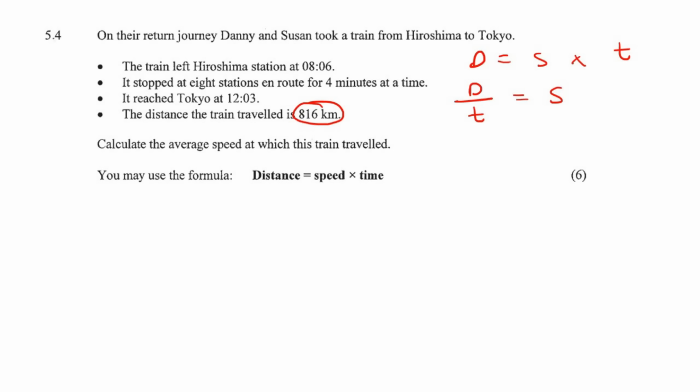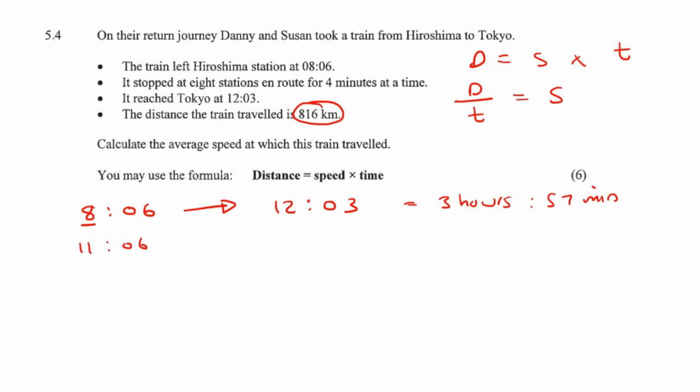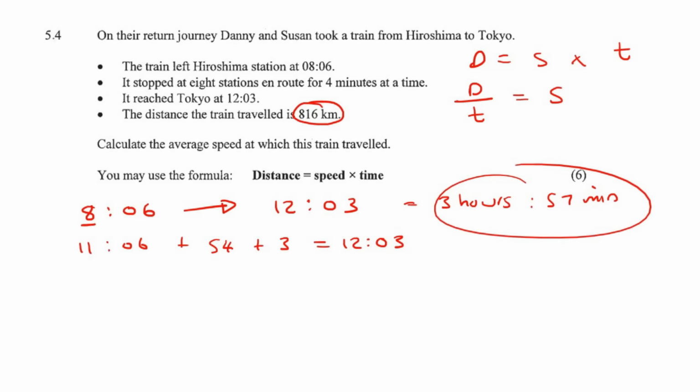So this train left at 8:06, and it traveled all the way until 12:03. But remember, in between, it did stop 8 times. Okay, so we'll look at that shortly. But let's quickly work out how long this is. So this is going to be 3 hours and then 57 minutes. Okay, because 3 hours would take you to 11:06, and then if you add 54 minutes and then another 3 minutes, it will take you to 12:03. Okay, so that's how long it traveled for.